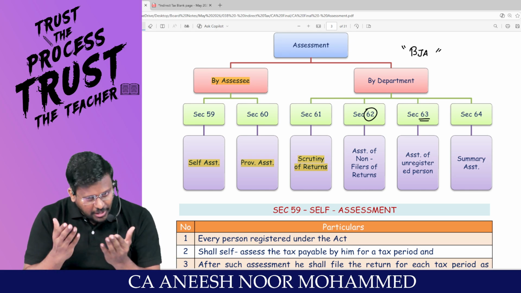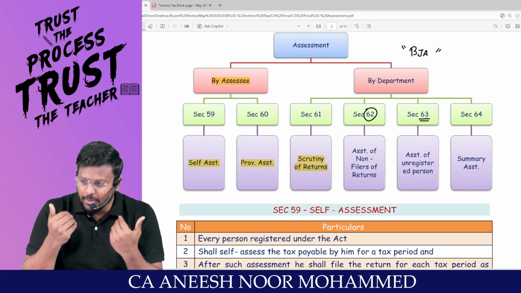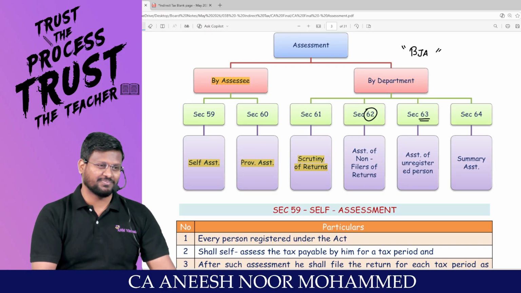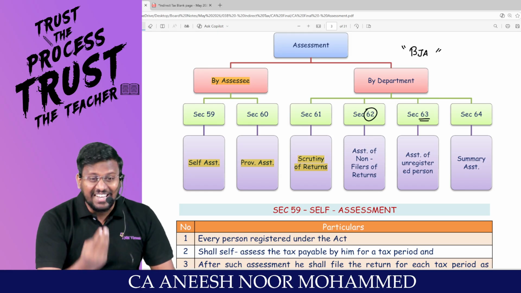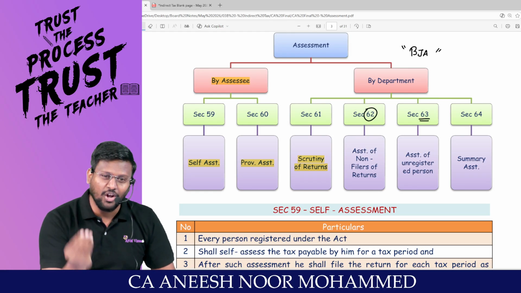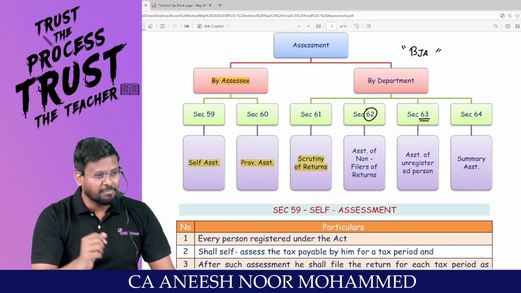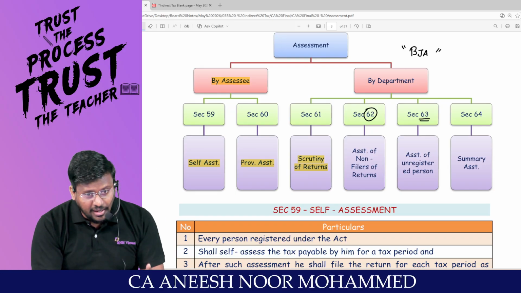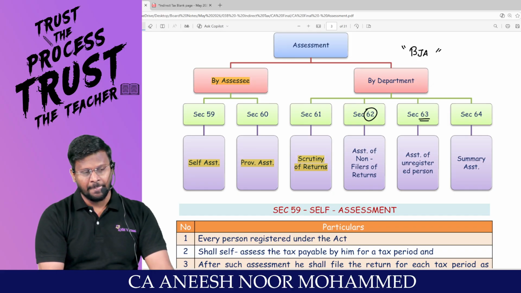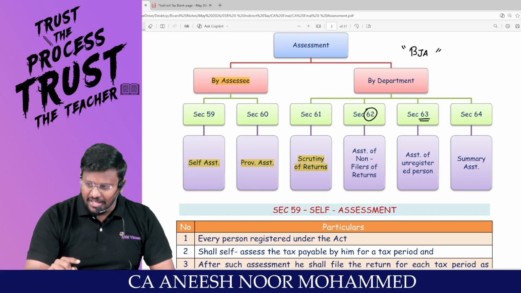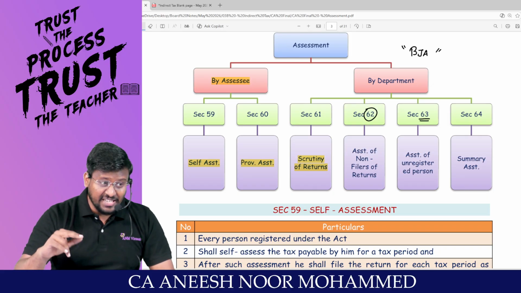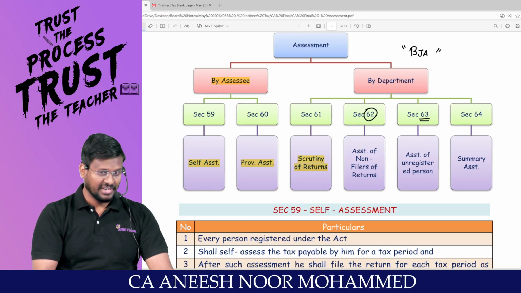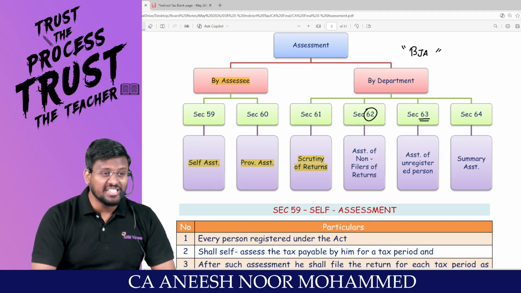Sir, you are liable to take registration, but you have not even taken registration. Sir, 62 people are better than 63 people, because 62 people at least have taken registration but not filed the return. But 63 people, sir, have not even taken registration, though they are liable to take it. Or under 63, my dear lovable students, registration has been taken, but their registration has been cancelled.